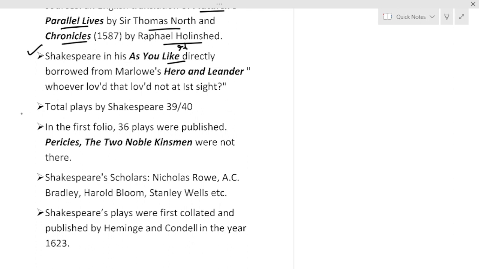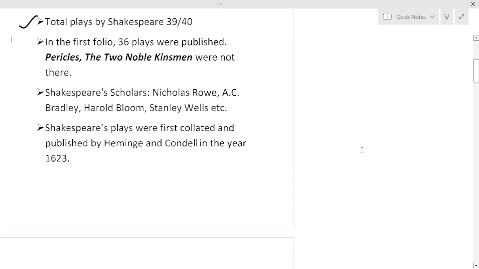Total plays by Shakespeare: 39, somewhere it is 40. I myself feel confused about that. If you can provide me correct information, it is welcome. In the First Folio, 36 plays were published. Pericles and The Two Noble Kinsmen were not there. So, which are the two plays of Shakespeare that were not included in the First Folio?